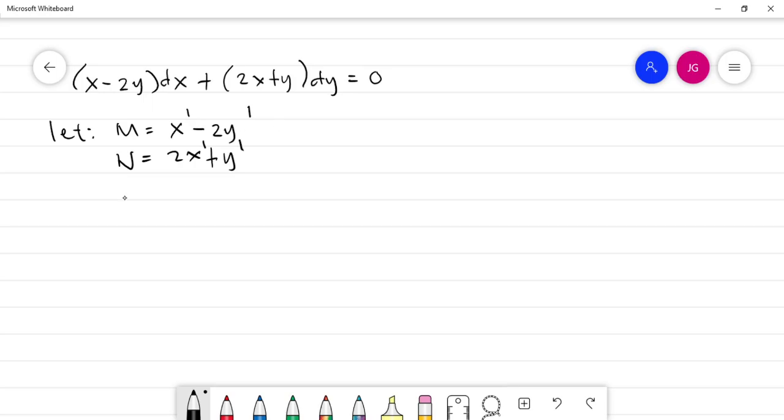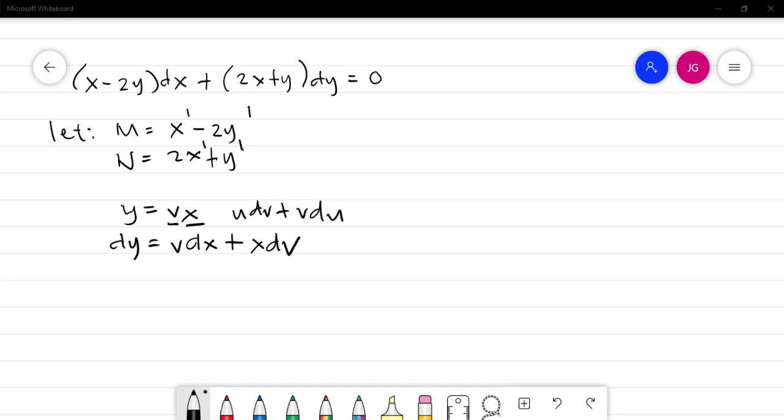Okay? So, again, the second step is we need to let y is equal to vx. Then dy is equal to the differentiation of vx, that is u dv plus v du, right? So, this is your u, this is your v. So, we have v dx plus x dv. So there we get what dy is.